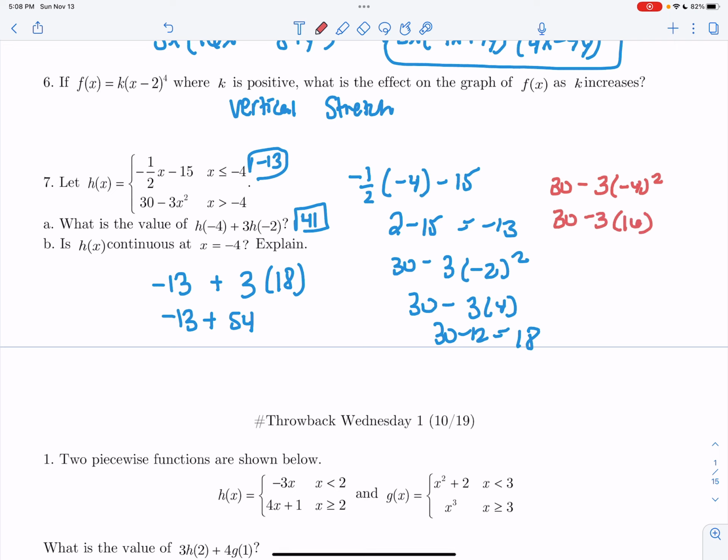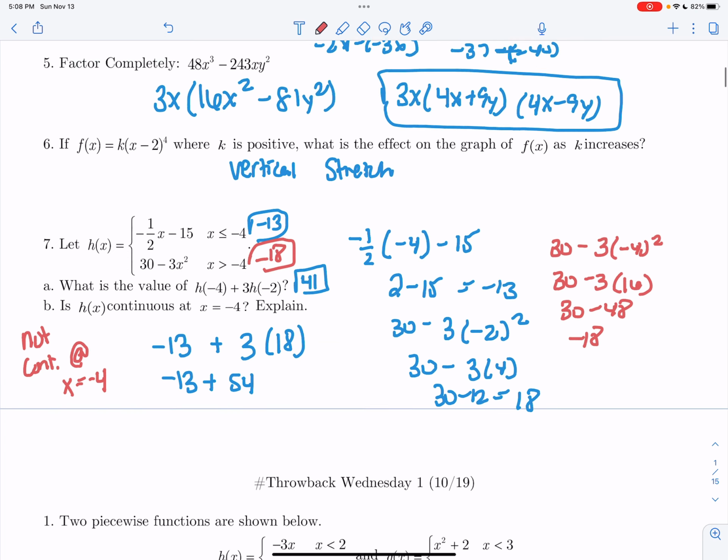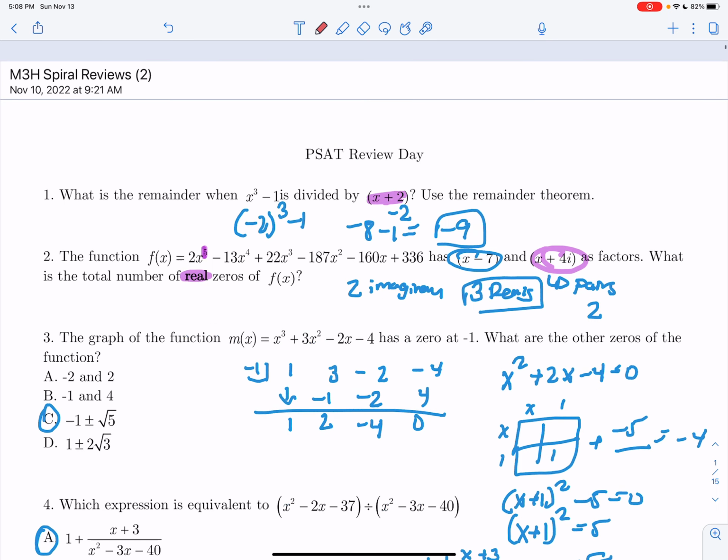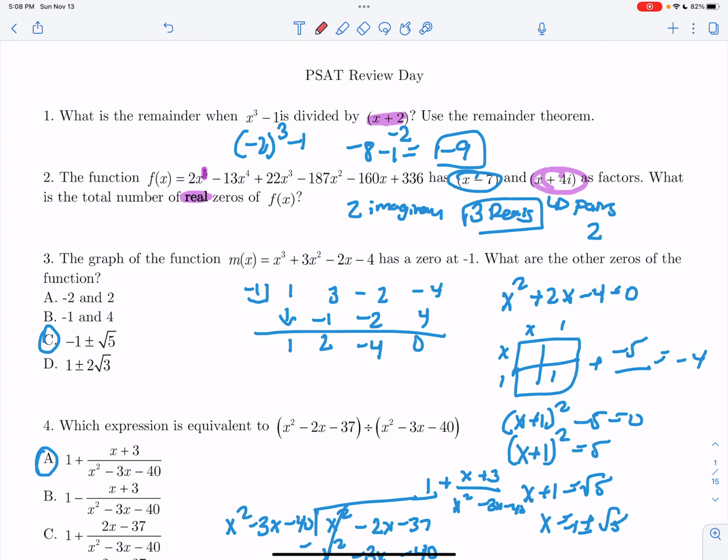So 3 times 16 is 48. It's going to give me negative 18. So it's not continuous at negative 4 because negative 13 is not the same thing as negative 18. So this was the problem set, well, PSAT review day.